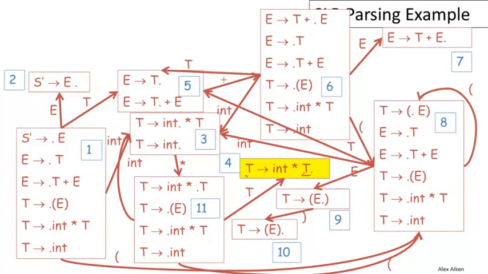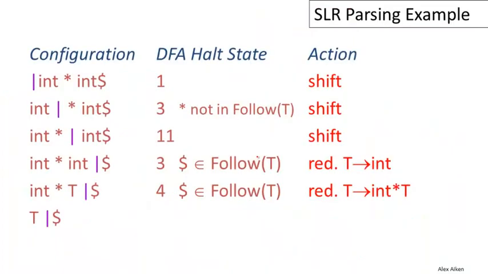Now, what does this item in state 4 tell us to do? Well, it says that we can reduce by t goes to int times t if whatever follows in the input is in the follow of t. And once again, dollar is in the follow of t. And so we'll do that reduction. And now we're left with the stack contents just consisting of t. And of course, we're still at the end of the input.